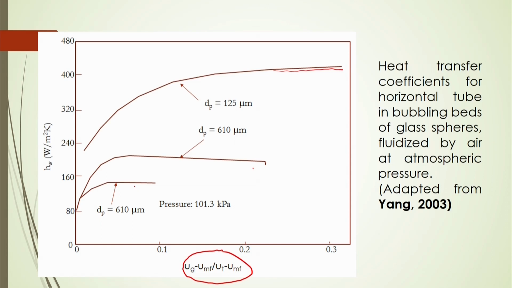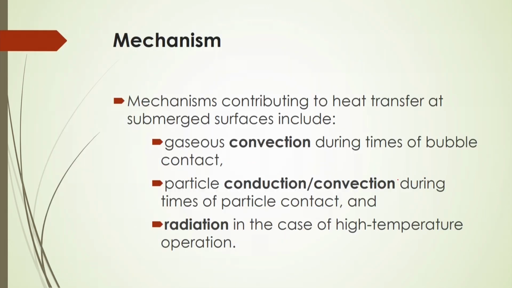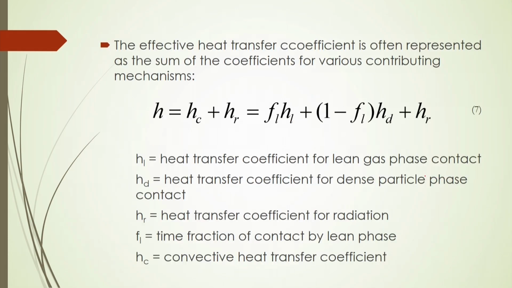Now, what are the different mechanisms of heat transfer at the submerged surface? That includes gaseous convection during times of bubble contact, particle conduction or convection during times of particle contact, and radiation in case of high temperature operation.